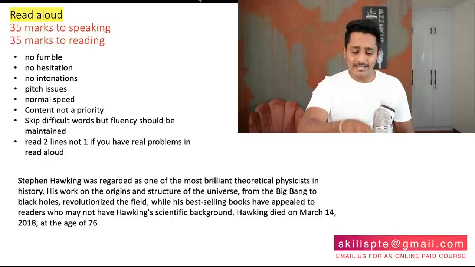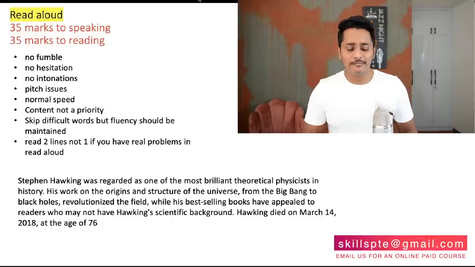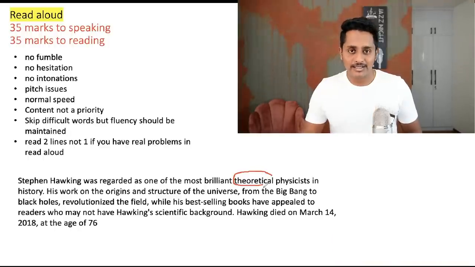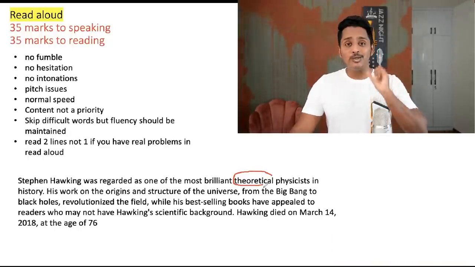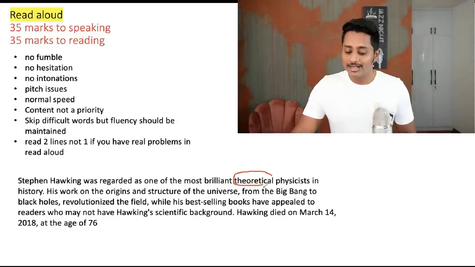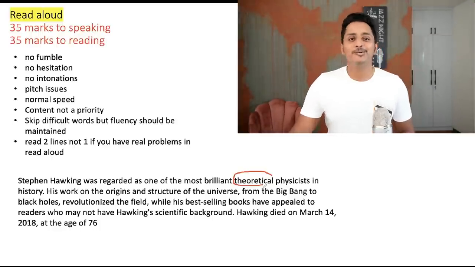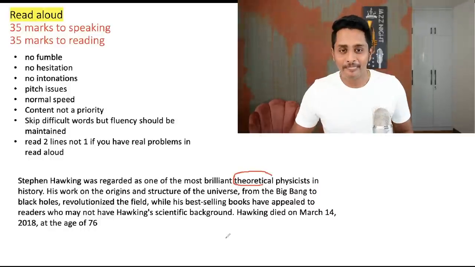But some difficult words, what should I do? The next tip says skip difficult words, but fluency should be maintained. For example, in this line, let's say this word, you don't know. "Stephen Hawking was regarded as one of the most brilliant physicists in history." Can I do that? 100% yes. But fluency should be maintained. "Stephen Hawking was regarded as one of the most brilliant physicists in history." Now you will lose marks if you are pausing there.